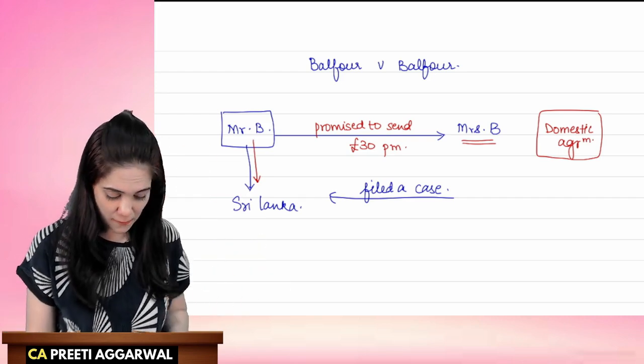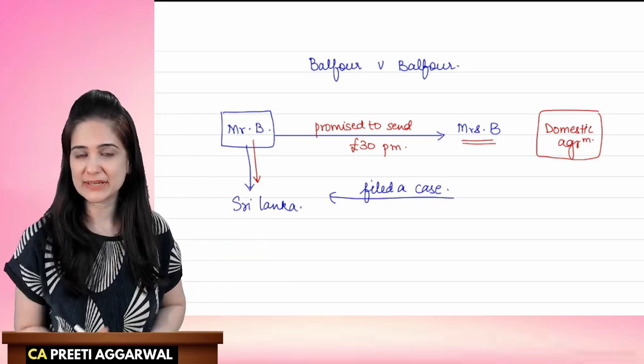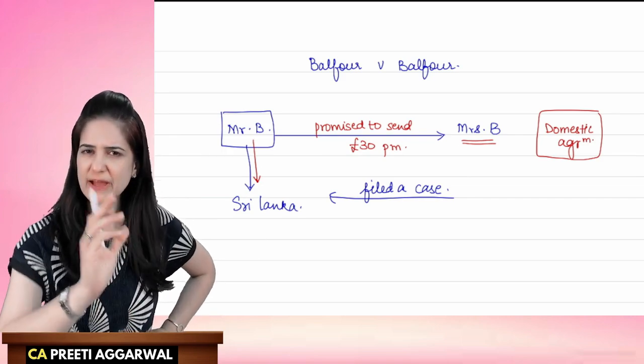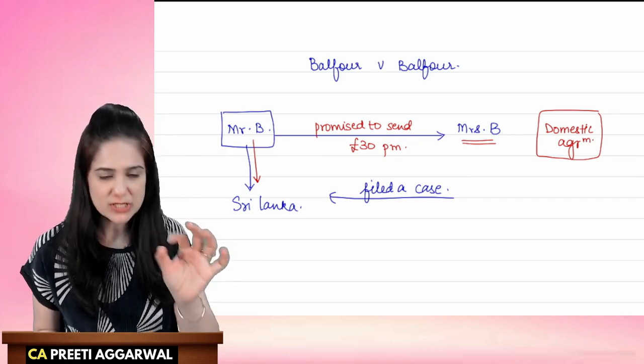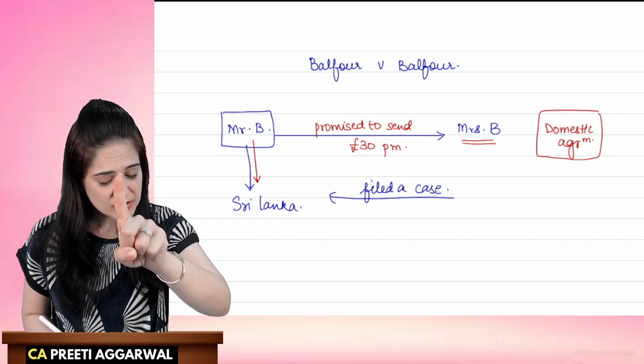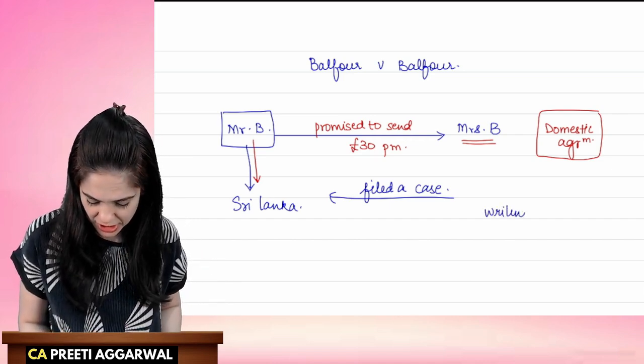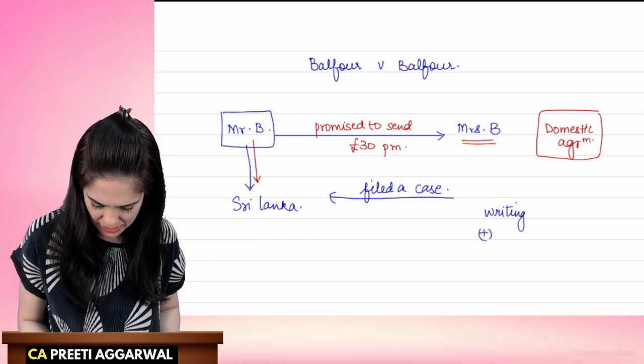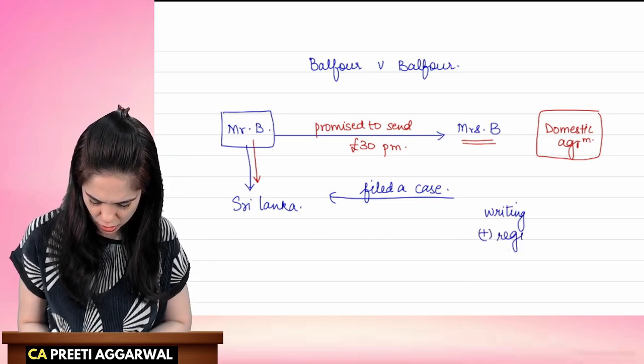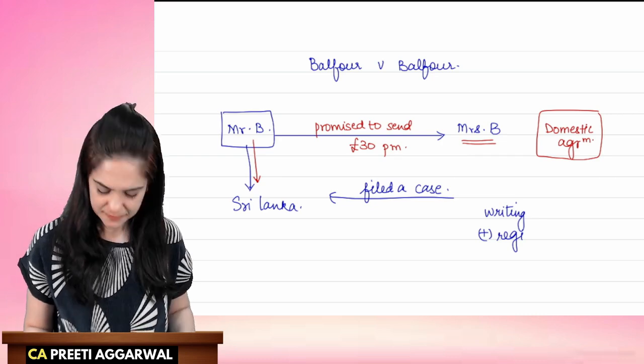However, now let us twist the example a little. Mrs. Balfour is very smart. She has studied law. She told her husband, wait, I have studied law. You have promised, huh? Now you write and give it to me. She took this in writing, plus she also got this registered.